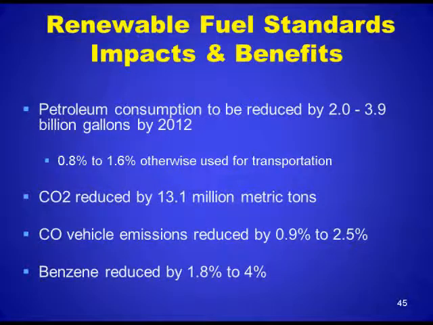We're going to talk a little bit about the renewable fuel standards impacts and benefits. By renewable fuels, I'm talking about fuels like ethanol made from corn, in other words, fuels that are not entirely petroleum-based. As a result of the renewable fuel standards, petroleum consumption is expected to be reduced by 2 to 3.9 billion gallons by 2012, most of this otherwise used for transportation. Carbon dioxide reductions of 13.1 million metric tons, and carbon monoxide vehicle emissions will be reduced by about 0.9 to 2.5%. Benzene is going to be reduced by 1.8% to 4%.